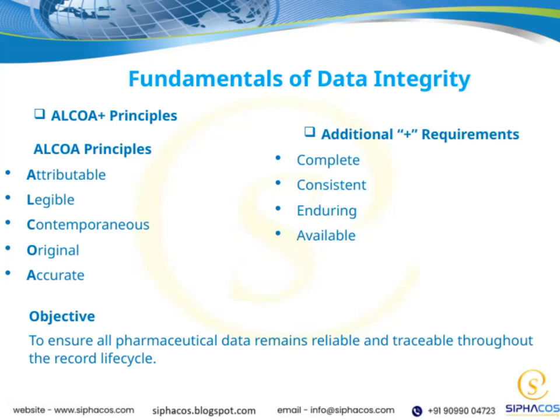Now, let's look at some additional plus requirements that are essential for maintaining data integrity. These are complete, meaning every aspect of data must be covered. Consistent, so data should be reliable across different systems and times. Enduring, ensuring data remains intact and accessible over its entire life cycle. And available, meaning data must be accessible when needed. All of these help us ensure that pharmaceutical data is trustworthy from start to finish.